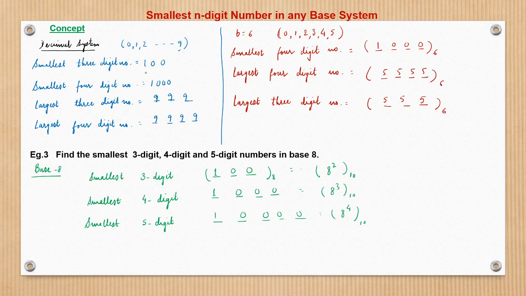So when expressed in decimal system, we can take a very direct analogy from what is happening in decimal system. Had the question been asking for base 4, we could have directly said the smallest three-digit number in base 4 is 4 square. The smallest four-digit number in base 4 is 4 cube. The smallest five-digit number in base 4 is 4 raised to power 4. So this is also a very standard thing which we make use of quite extensively in solving problems.